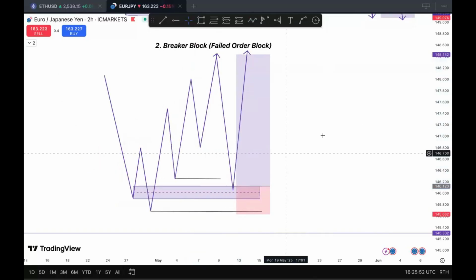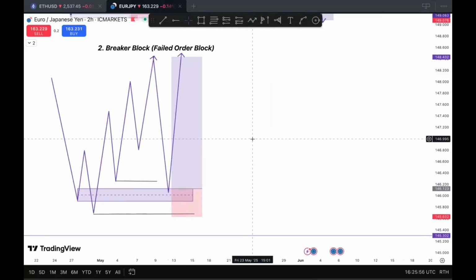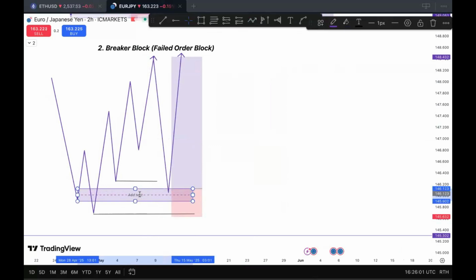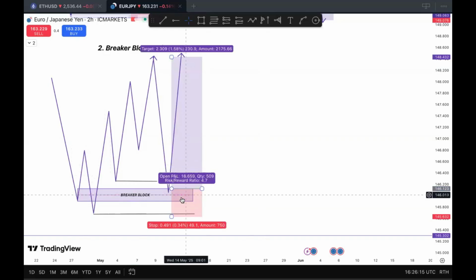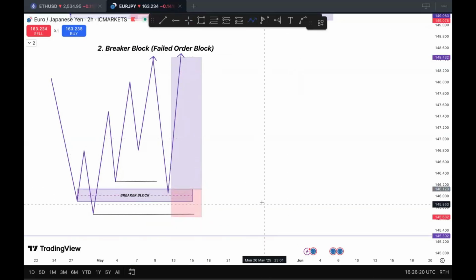Very easy. Easy as ABC. It's very, very easy. So this becomes the breaker block. Remember, that's your POI. So you have to take the rectangular box, draw it out, and then set. So let's go for a sell. The same thing for a sell.